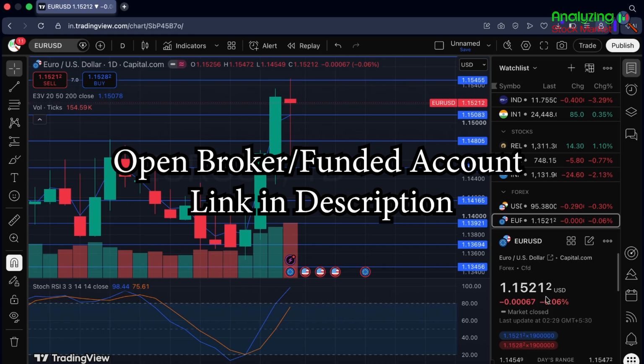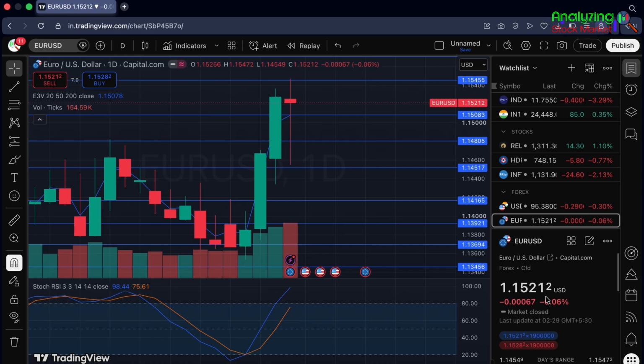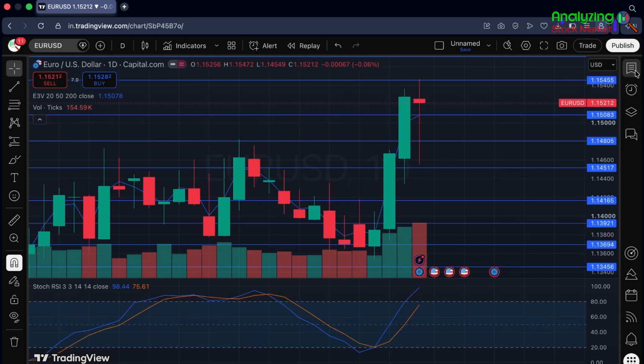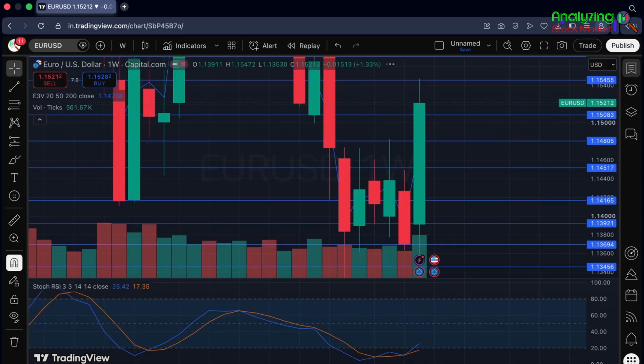Now I'll be talking about what is going to happen in the coming week. I'll also be marking some important support zones and resistance zones which will help you take better stop loss and target levels according to your bias for this week. So let's go straight to the chart and see what happened during the weekly momentum.